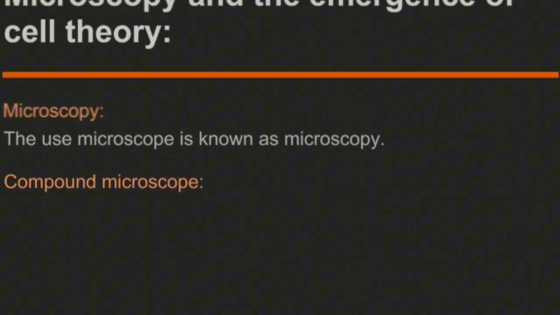For this, we must know what is microscopy. So, microscopy is the use of microscope. The simple definition of microscopy is that the use of microscope is known as microscopy. Compound microscope. The first compound microscope was developed by Zacharias Janssen in Holland in 1595. It was simply a tube with lenses at each end and its magnification ranged from 3x to 9x.